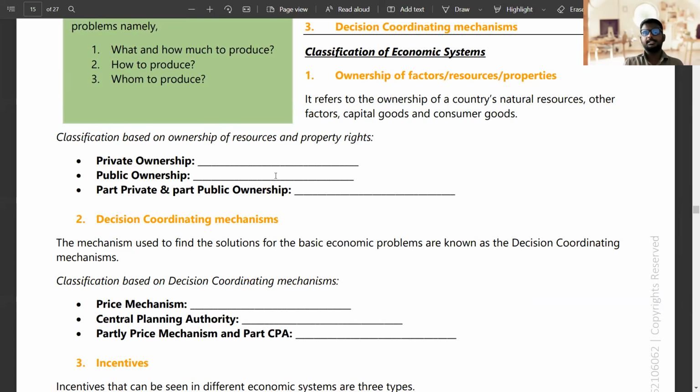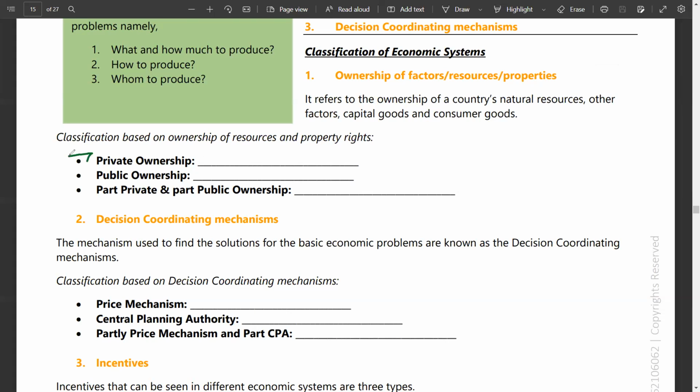And under ownership of factors, there can be three subcategories. An economic system can have private ownership, where the resources are owned by private parties, or public ownership, where the resources are owned by the government. And then an economic system that is part private, part public. Now, first tell me, if an economic system has private ownership, what name do we give for this economic system?